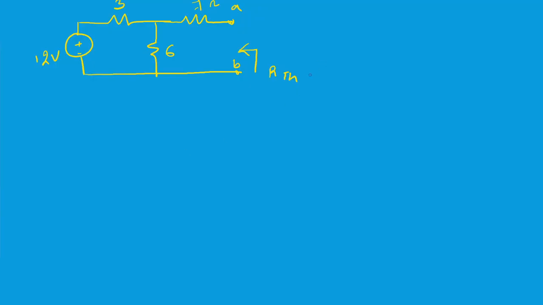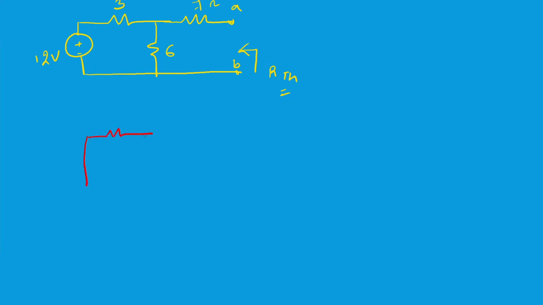Now this is going to be R Thevenin. To find R Thevenin, we have to replace this 12 volts voltage source by a short circuit. If it is a current source, you have to replace it by an open circuit. Now I'll replace this by a short circuit. Then what you are going to get is a short circuit like this.